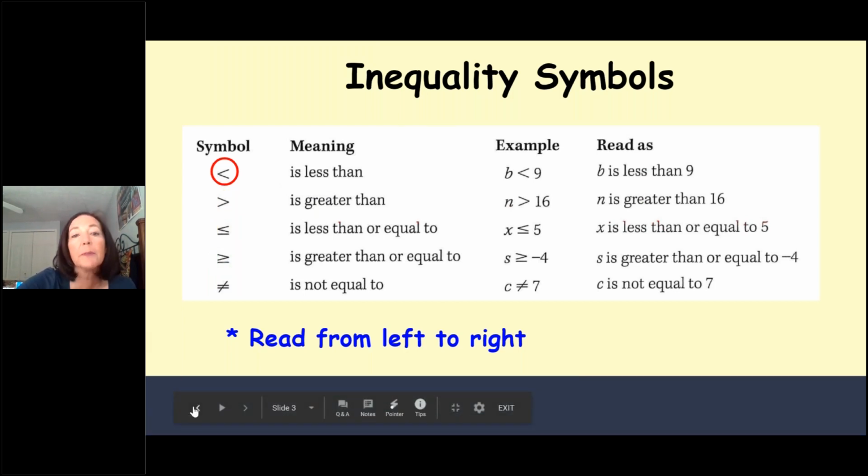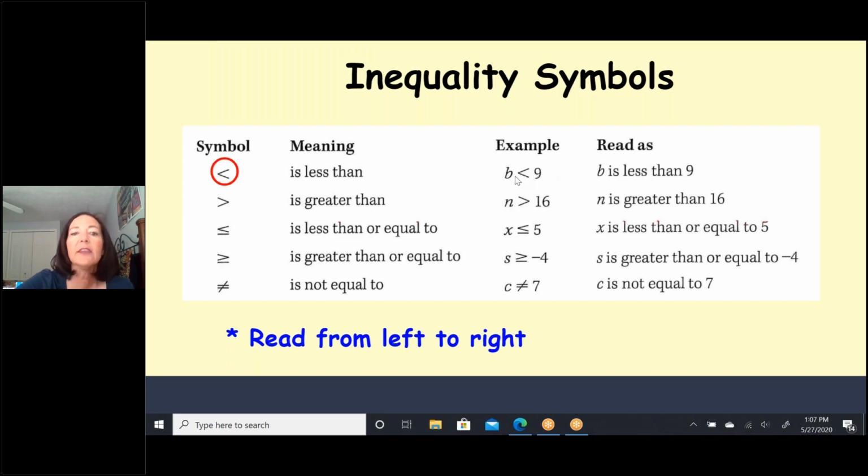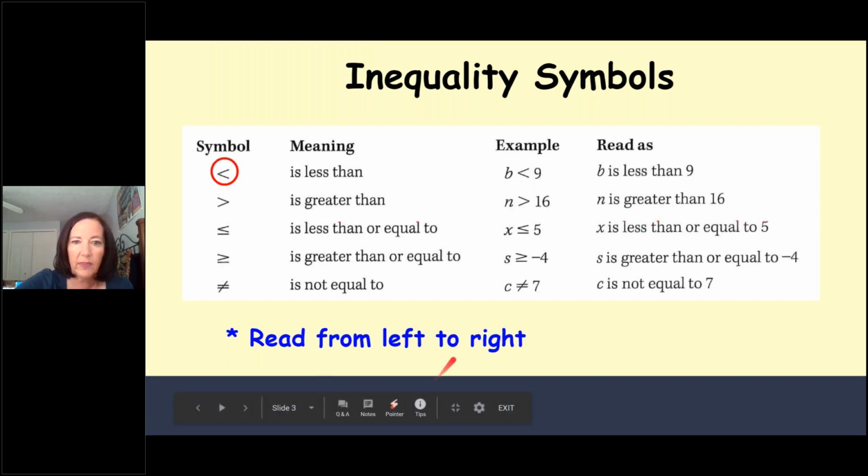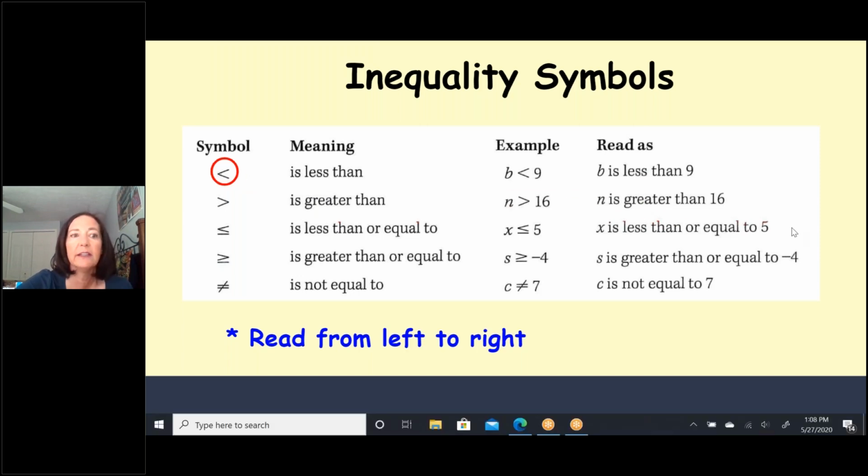Okay, so first we're going to talk about the inequality symbols. The first one circled in red, that's the less than symbol. And so you would read it like this. If this was our inequality, we would read that B is less than 9. You can tell that this is the less than symbol, because as you read it from left to right, the left side is smaller, so it's less than.